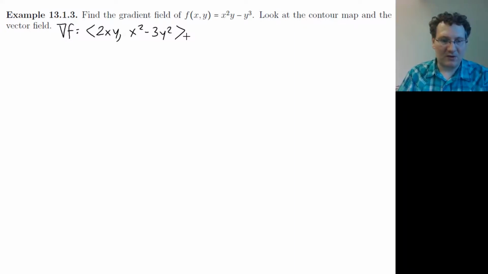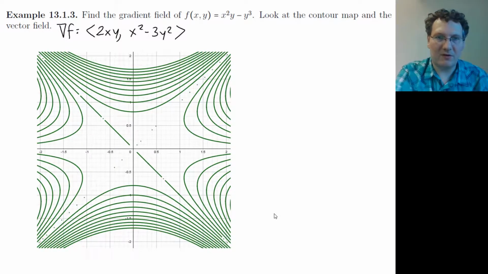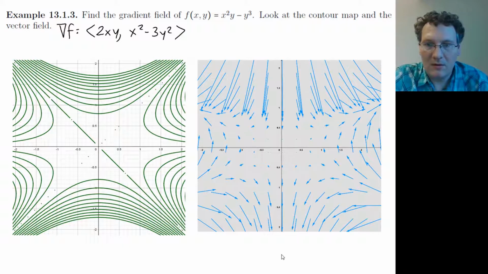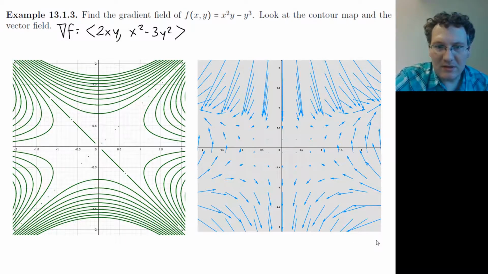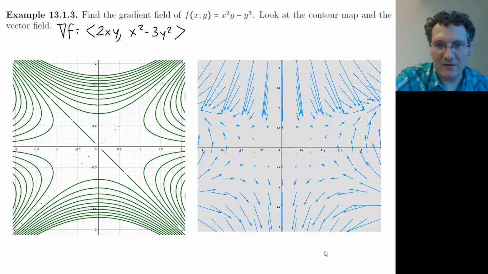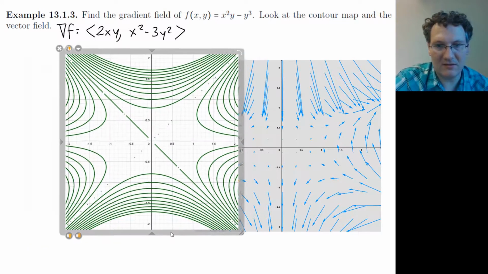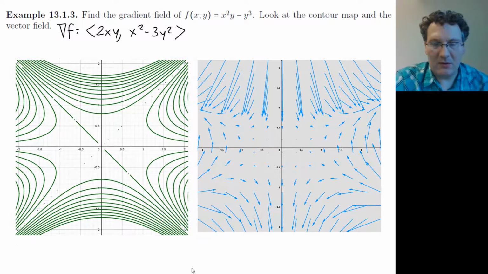So I'm going to look at the contour map and vector field for this. Here's a sketch of the contour map of the original function, f of xy. And here is what the vector field would look like. If I was to overlay the vector field on top, I think it's going to be opaque. Let's overlay it on the next screen.